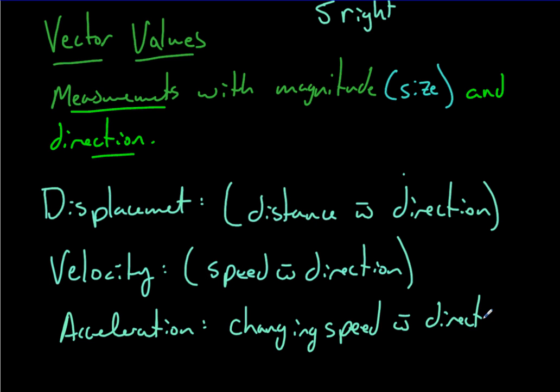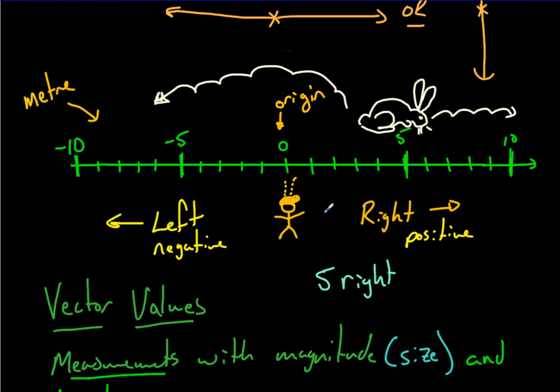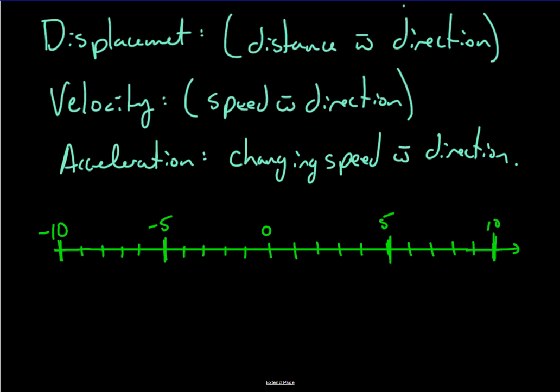Okay, so I'm going to go back up to the bunny scenario. Let's go back to the bunny. Actually, we'll just bring the number line down and work with it here. All right, so let's figure some things out. Oh, and one more important idea in this unit is the concept of position. Position is the current location of the object based off the origin.